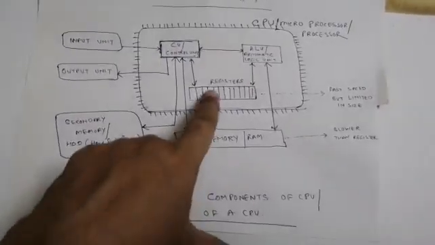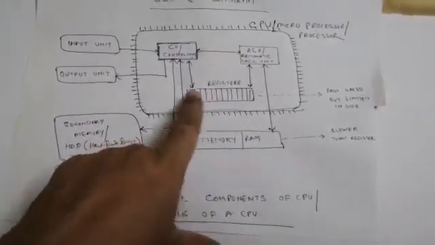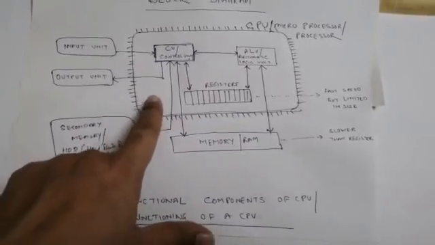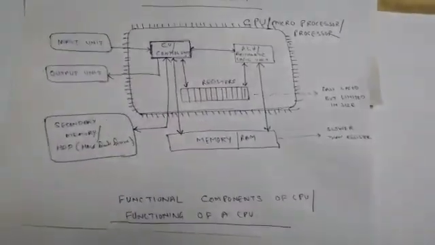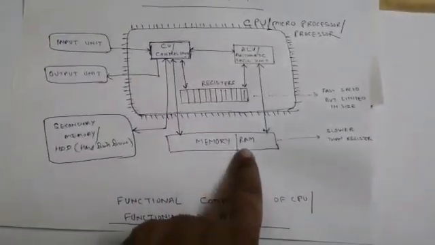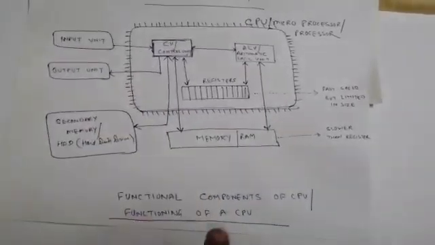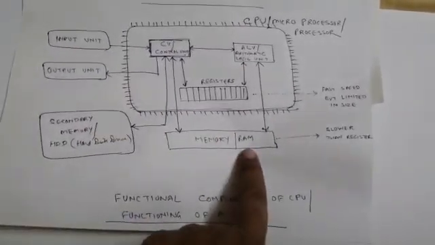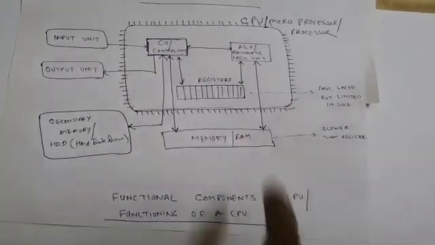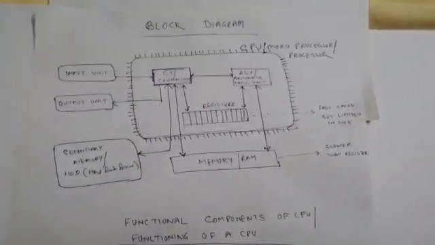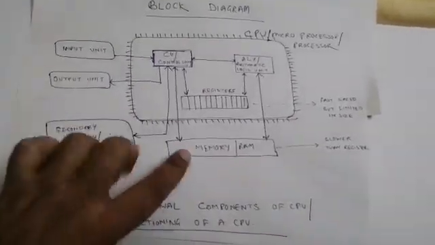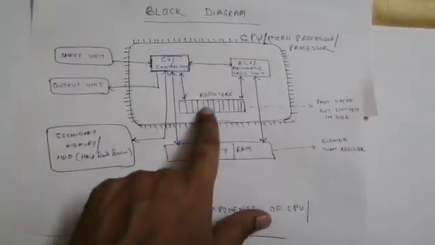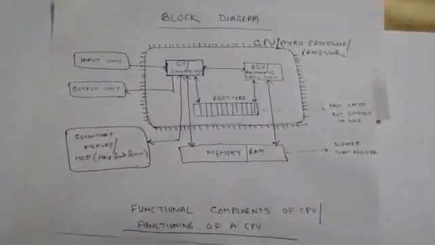So here it is the register memory of a CPU which resides inside the CPU, and this CPU resides on the motherboard. This memory is RAM, which is the whole computer's memory, which again resides on the motherboard. So this CPU and memory both reside on the motherboard, but this register resides inside the CPU.